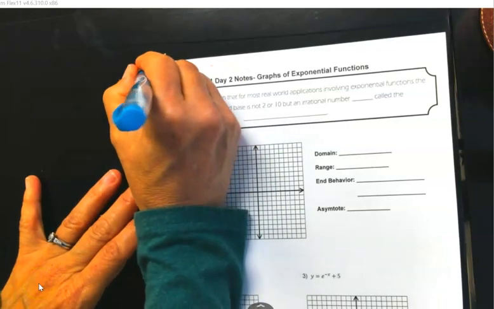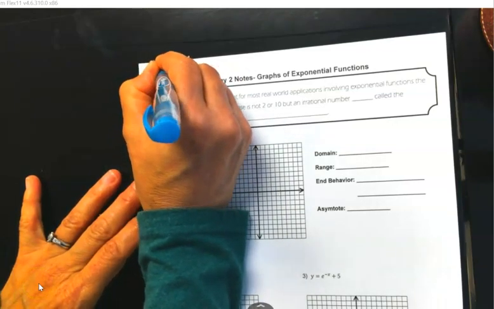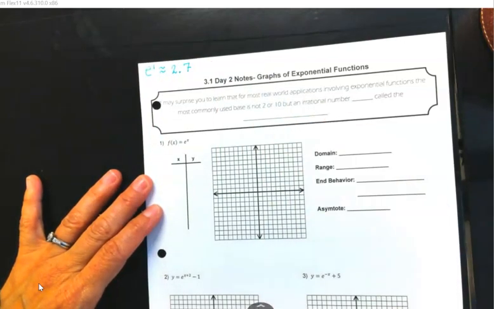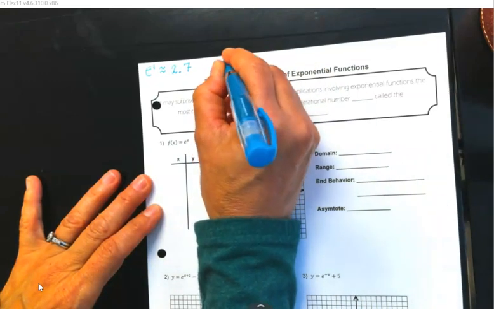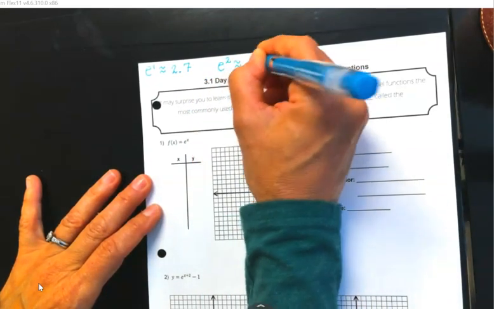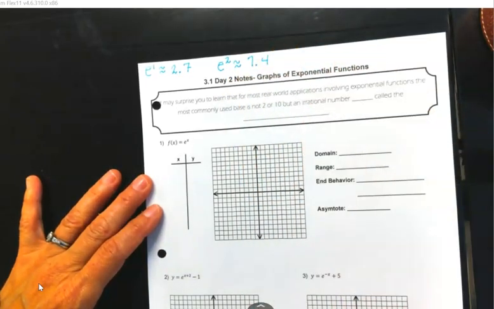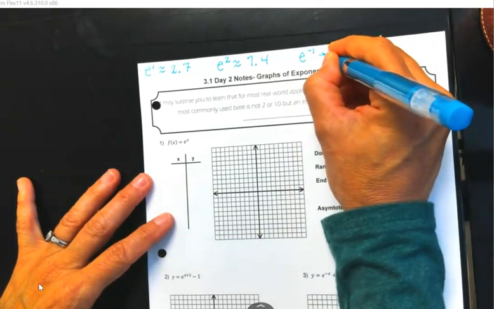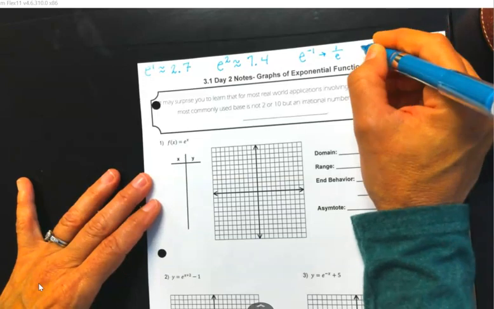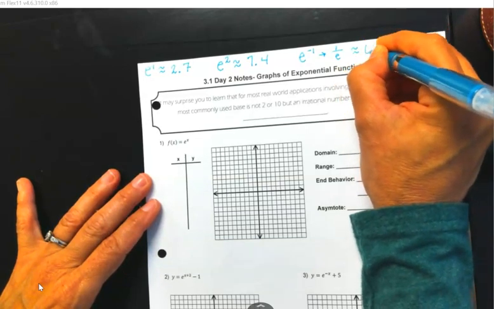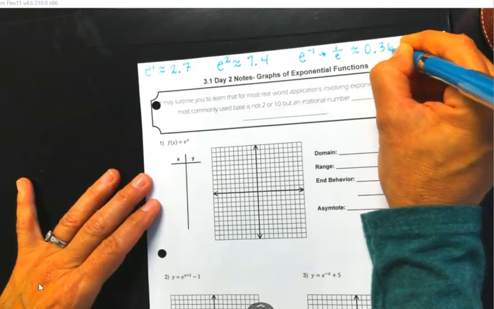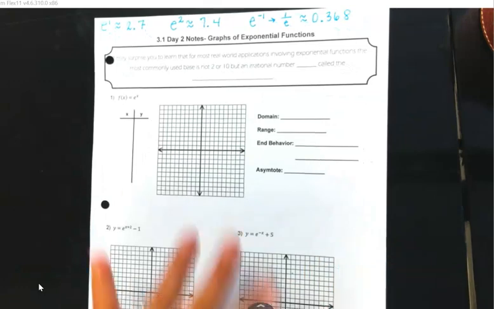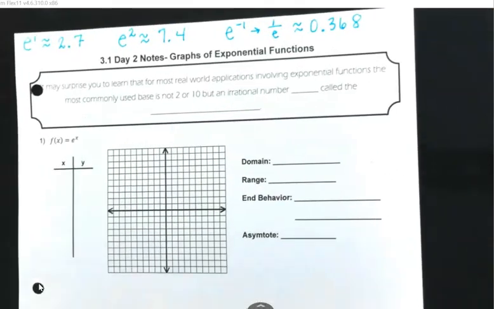10.7, I'm going to write it up here. E to the first power, we're going to round, is 2.7. E squared is 7.4, rounded, of course. And then e to the negative 1, which would be 1 over e, is going to be rounded to 0.368. And that's truly going to be enough for us because everything else is going to be off the graph. We wouldn't have enough room to graph it.